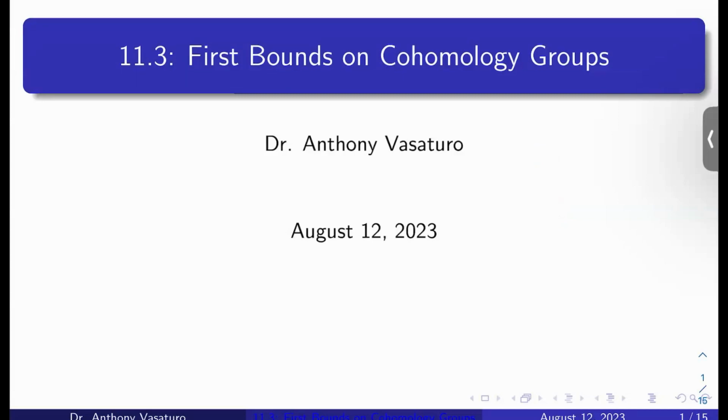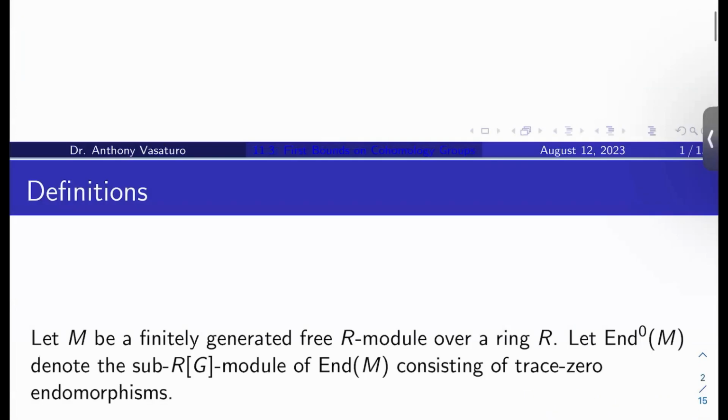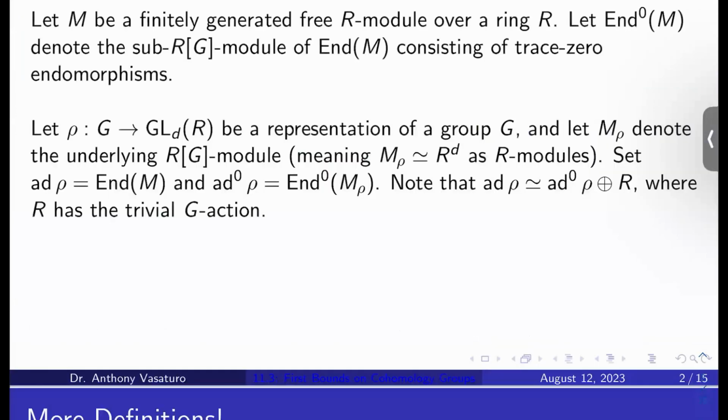Today we're going to keep pushing towards proving R equals T in the general case, and we're going to obtain our first serious proposition along those lines in this video. So first, some definitions. M is going to be a finitely generated free R-module over our ring R, if you like a commutative unital ring. Let N0 M denote the sub-RG-module of End M, so endomorphisms of M, consisting of trace zero endomorphisms.